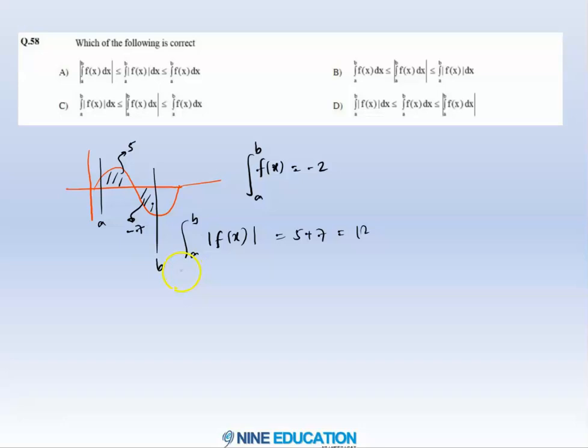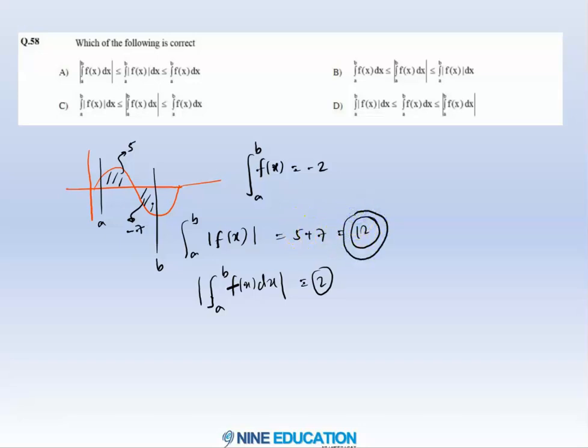But in case you are taking the modulus of the integration itself, a to b f(x) dx, then your answer is 2. So definitely the highest answer is given when you are taking the modulus of the function and then integrating, because just taking the modulus of the function ensures that the graph of the entire function is above the x-axis, and then whatever areas are there, they will be having positive sign and will be getting a larger number.